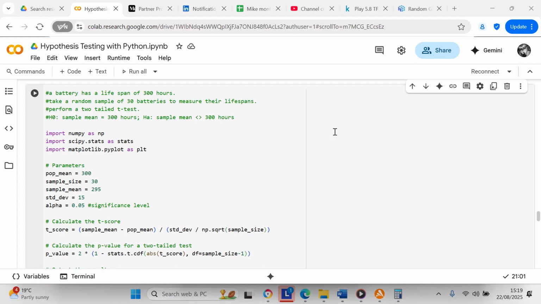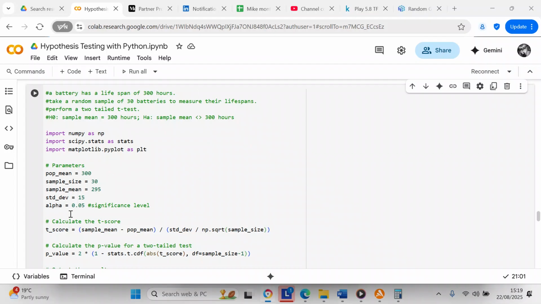And then we're going to import scipy.stats as stats. So SciPy is Python's scientific library. Stats is a statistical module within SciPy. And then we're going to import matplotlib.pyplot as plt, which visualizes the data.